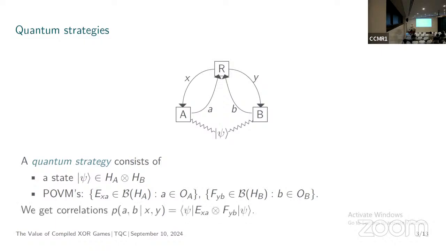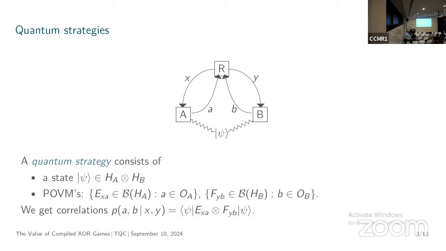And then the correlation we get, so the probability of Alice and Bob receiving X and Y and answering with A and B, is really, so I have the state, and in there I have the measurement operators in the tensor product. Okay, so this is a non-local game.